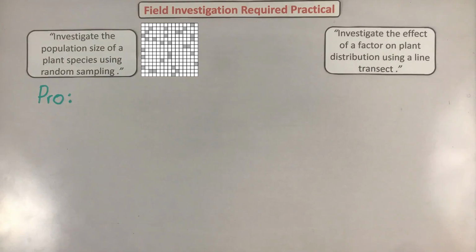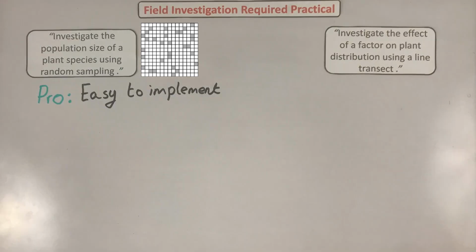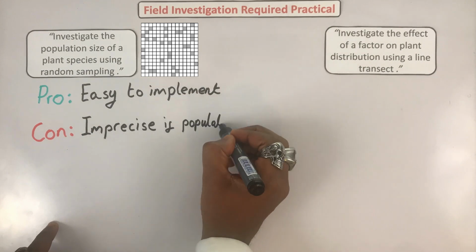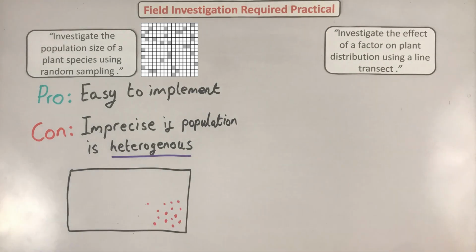An advantage of a random sampling is that it's pretty easy to implement. A disadvantage is that it can be imprecise if your population is heterogeneous. Heterogeneous means that the population is not evenly distributed across your area. Imagine you had bare plantain over here, but hardly any over here. If you did your sampling, you might get a very inaccurate estimation.